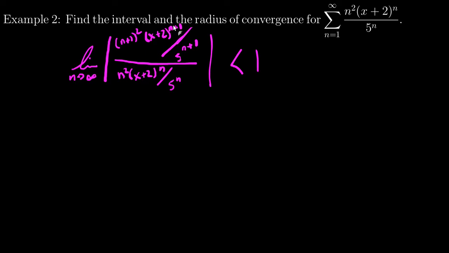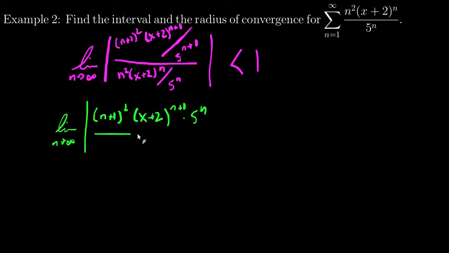And so I clean it up by putting this in the numerator, this in the denominator, this in the denominator, this in the numerator. So I get the limit as n approaches infinity of the absolute value of n plus 1 squared x plus 2 to the n plus 1 times 5 to the n. And in the denominator, I have a 5 to the n plus 1, that corresponds to the 5 to the n. I have an n squared, which corresponds to the n plus 1 squared. And I have an x plus 2 to the n. And that must be less than 1.